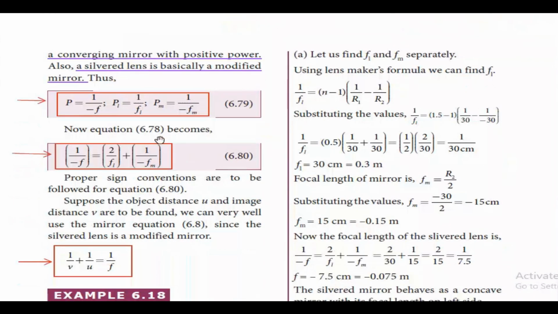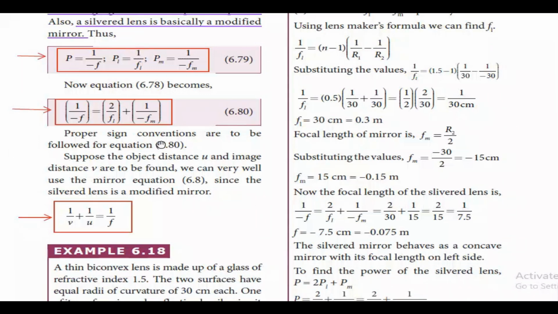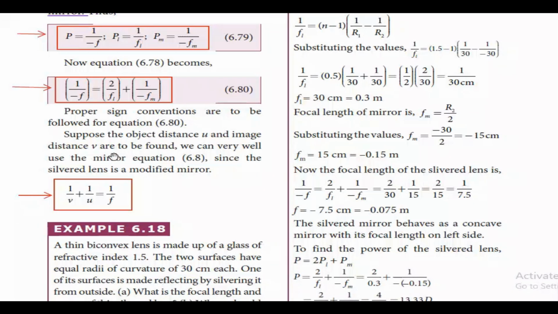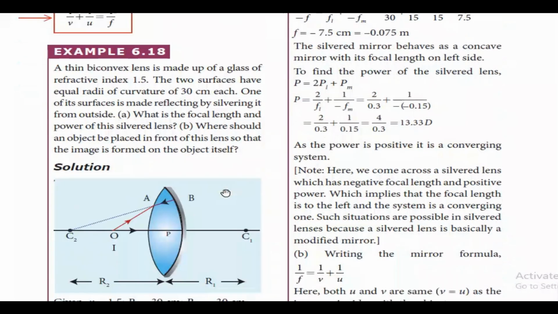So equation 6.78 will be written as 1 by minus f equal to 2 by f1 plus 1 by minus fm. So the sign conventions are to be followed carefully. Suppose the object distance u and the image distance v are to be found, we can very well use the mirror equation. So the silvered lens is a modified mirror. Therefore, the expression can be written as 1 by v plus 1 by u equal to 1 by f.